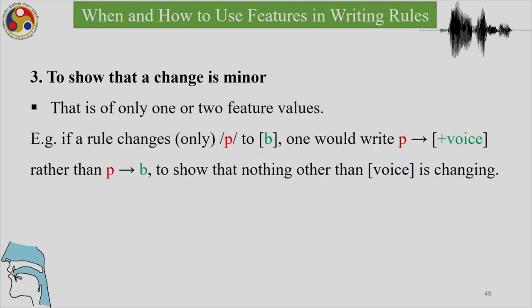Features also help to show that a change is minor, that is, of only one or two feature values. If a rule only changes per to ber, one would write per goes to plus voice rather than per to ber, showing that nothing changes other than voice.